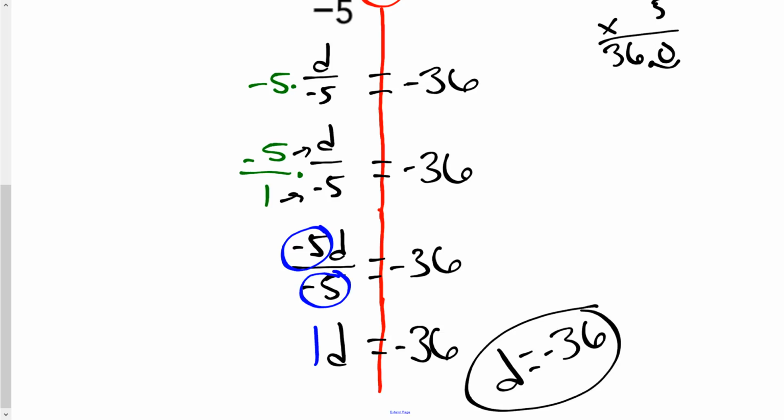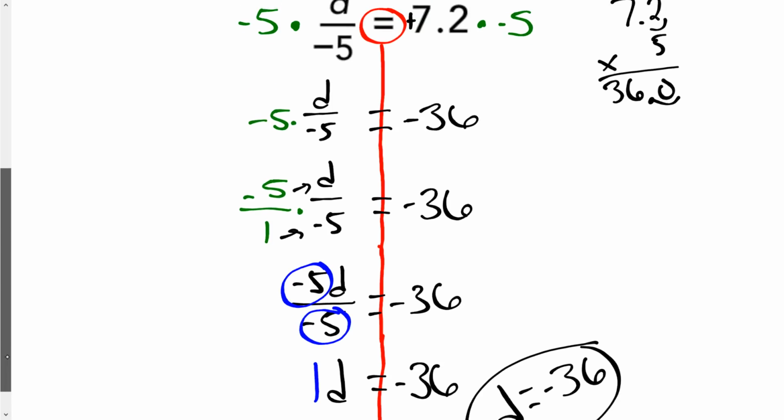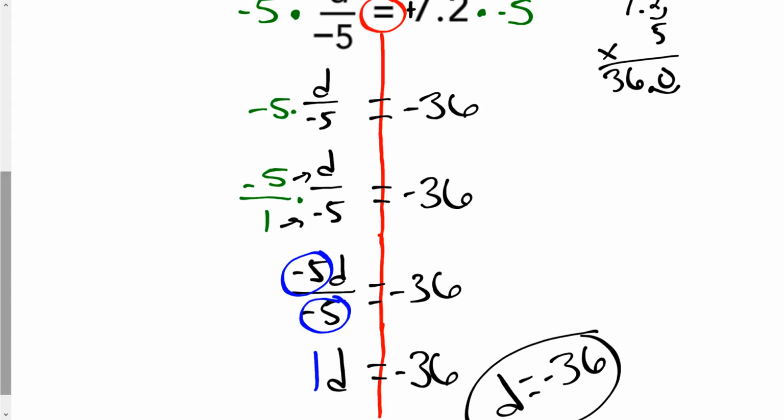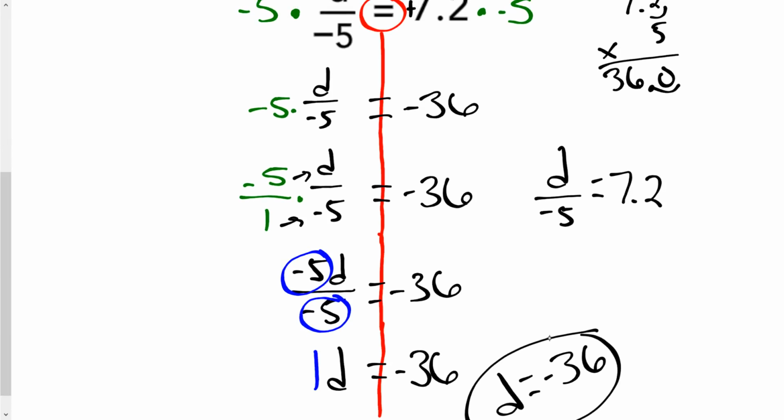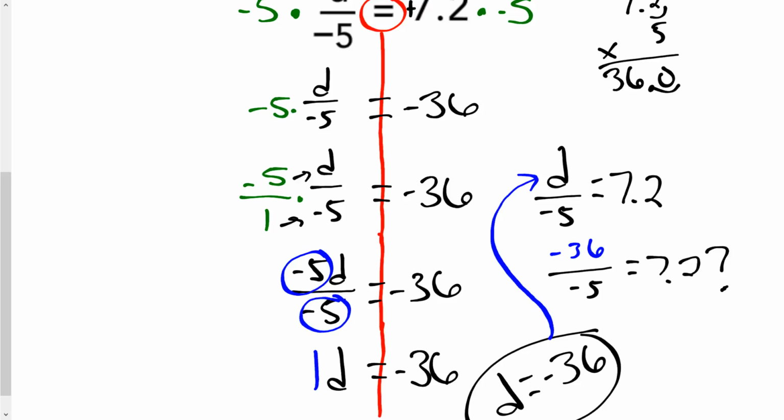And as always, check your solutions. I know this is right, but I'll even show you how to plug it in. I start with my original equation, d divided by negative 5 equals 7.2. I'm going to be substituting d equals negative 36 into there. So negative 36 divided by negative 5. Does it equal 7.2? Well, we know that a negative divided by a negative is a positive, so far it's true.